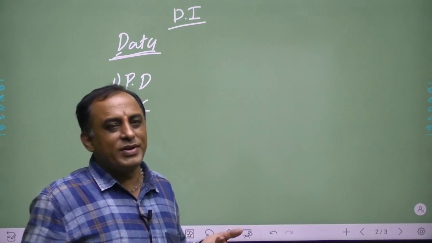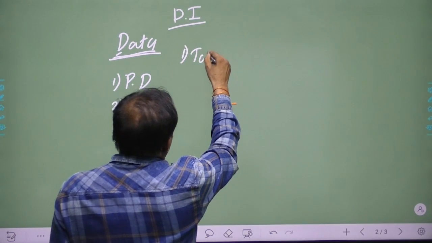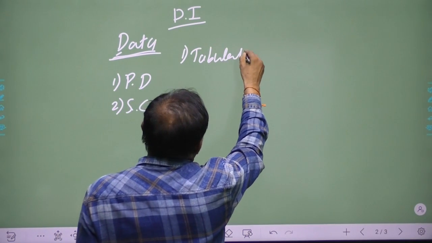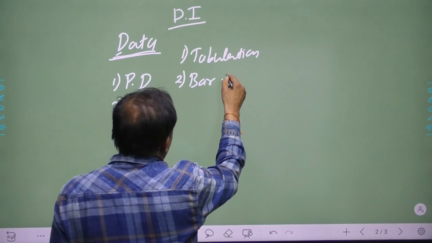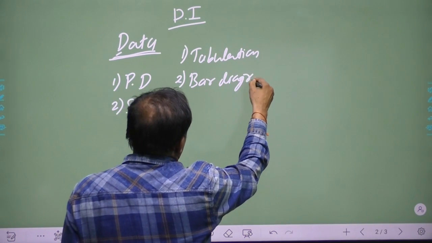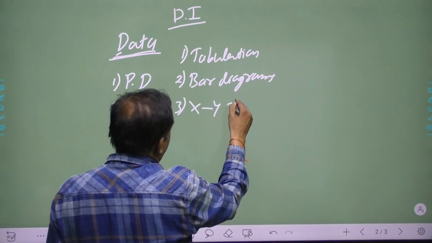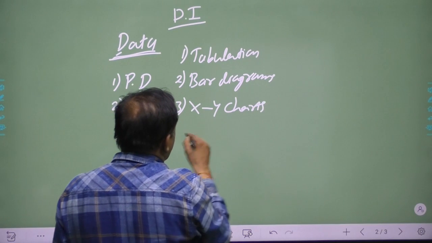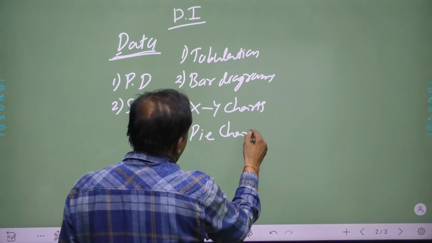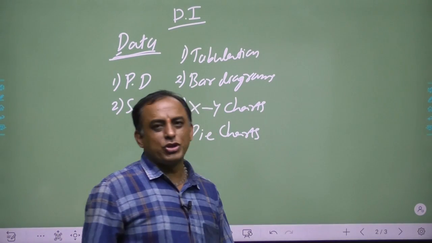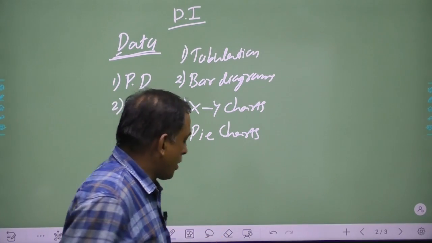Now, how to present the data? The data can be presented in different ways. Here the important points are tabulation, bar diagrams, XY charts and pie charts. Now tell me, what is tabulation? What is a bar diagram?